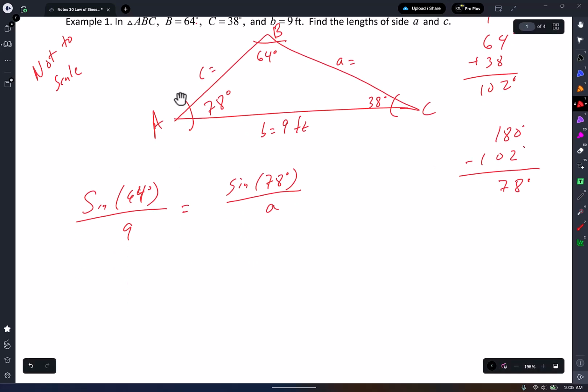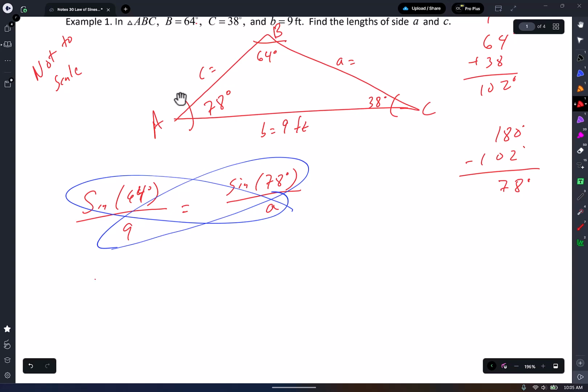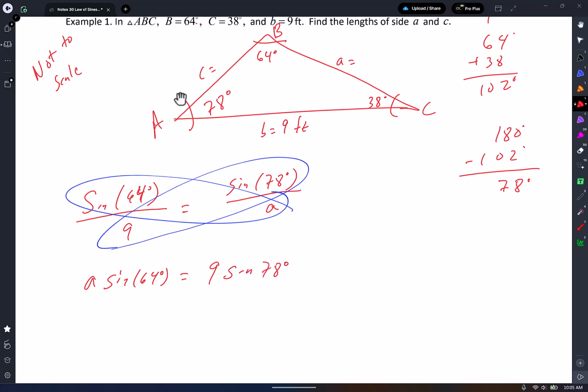So cross multiply. What do you mean by cross multiply? Just cross multiply. Set them equal to each other. So a sine 64 degrees equals 9 sine 78 degrees. Are we still okay? How do I get a by itself? Divide by sine of 64. So there it is. Whatever you do to one side, you do to the other. So little a is equal to 9 sine 78 degrees divided by sine 64 degrees. There it is. That's my little a.